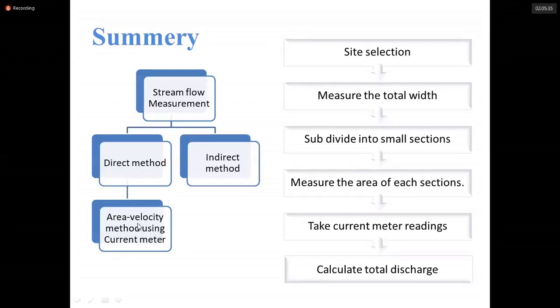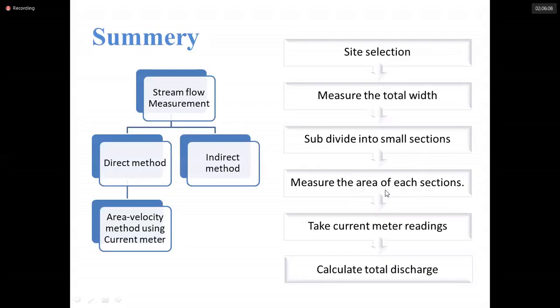So what is the procedure of this area velocity method? First, you have to select a site. Then measure the total width using measuring tape. With the total width, we have to plan how many portions we have to divide. Then subdivide the total width into small sections. Then measure the area of each section.